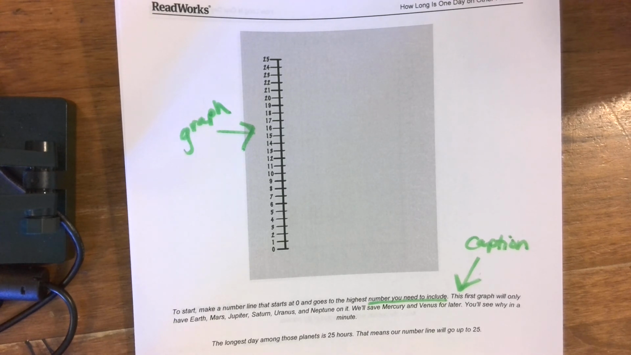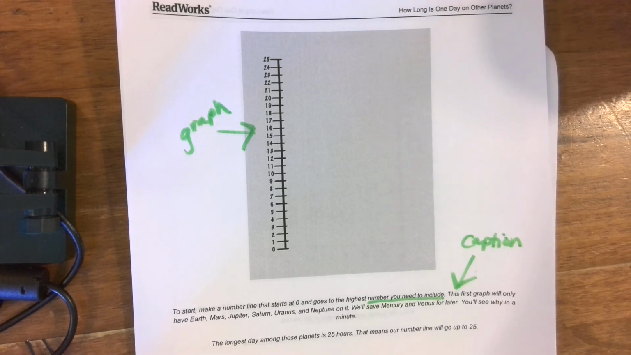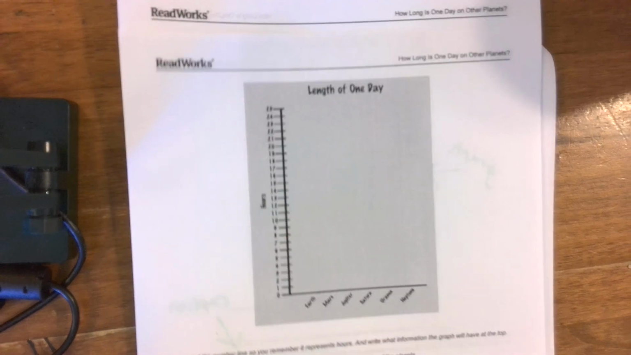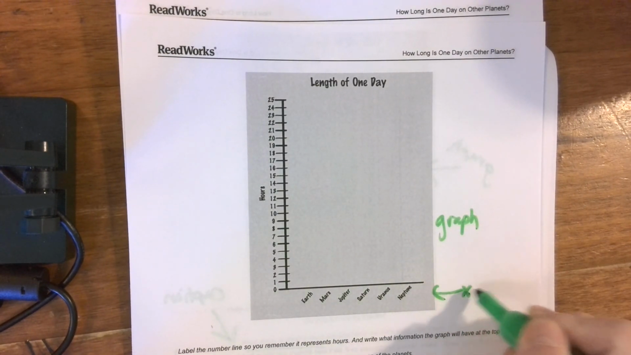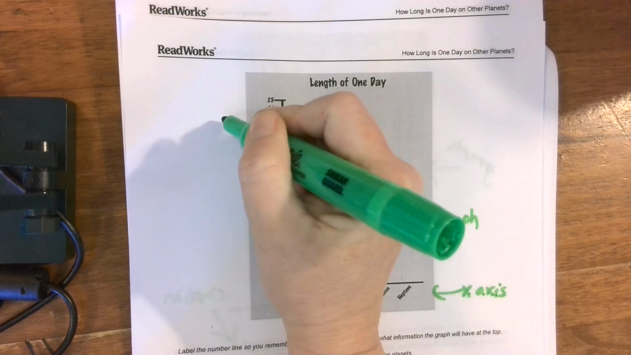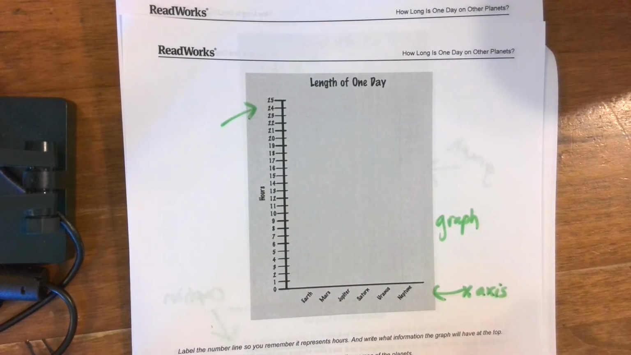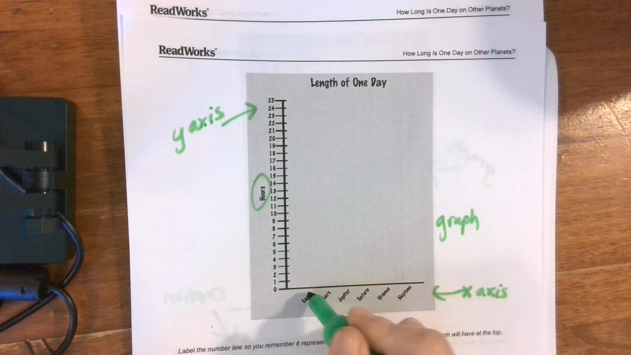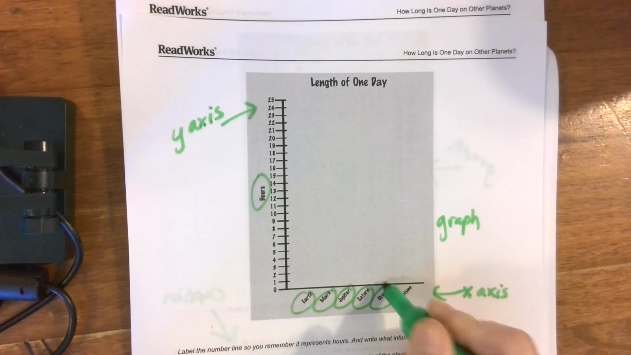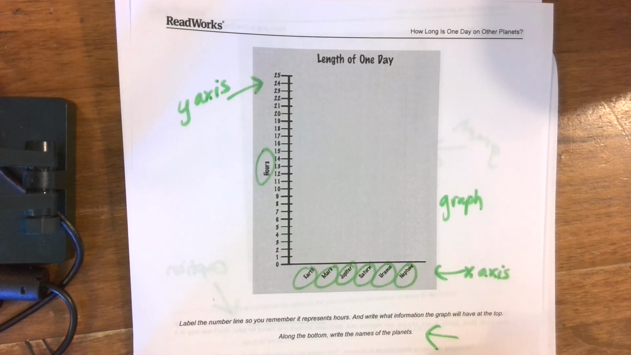The longest day among these planets is 25 hours. That means our number line will go between 1 and 25. Okay, so we're going to flip it over. Another graph. This time they've included the x-axis as well as the, what do we call this axis? Y-axis. We have axis labels. And we have another caption.